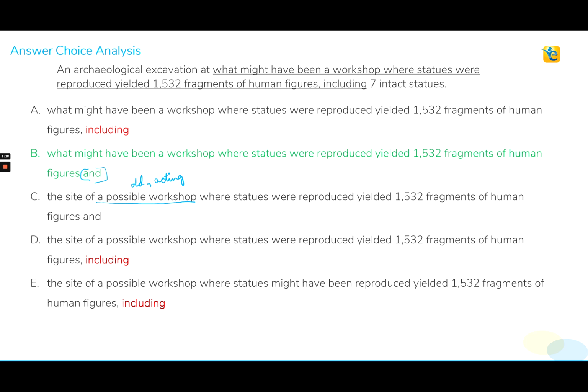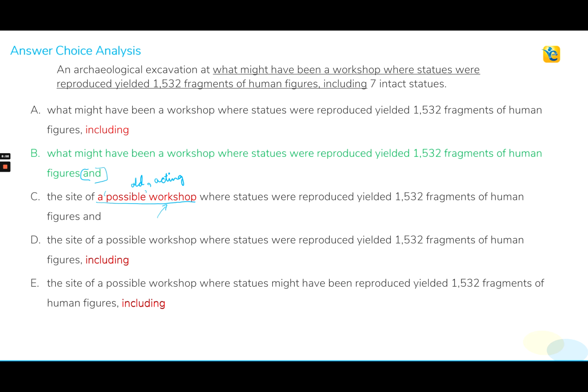Now, on the same line, can I say that a possible workshop is a legit phrase? No. Why? Because possible is not a trait or a feature or a kind of the workshop. It just does not describe workshop logically. The sentence wants to say that this site was probably a workshop, right? It's not saying that the characteristic of the workshop is that it was possible. So this expression is absolutely incorrect in the context of this sentence.